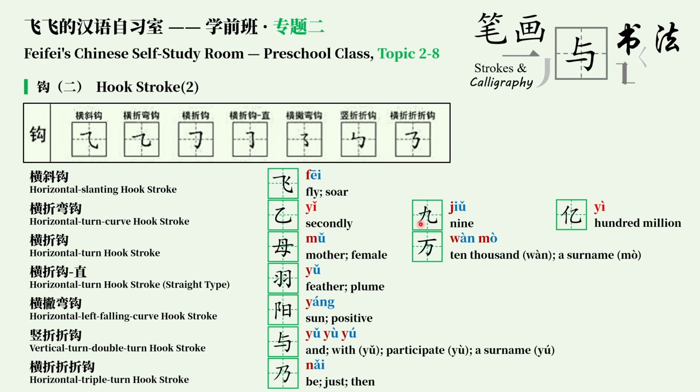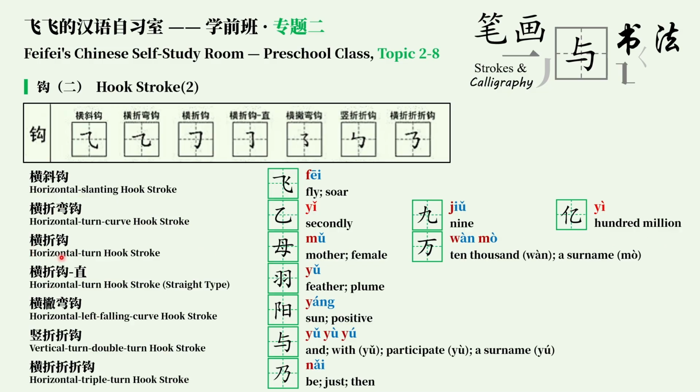九 meaning 9. 亿 meaning 100 million. This is a large number character, widely used in modern society for counting.